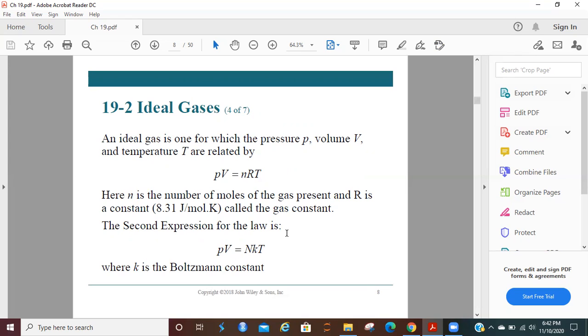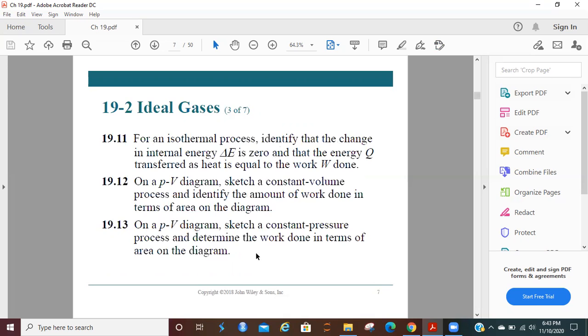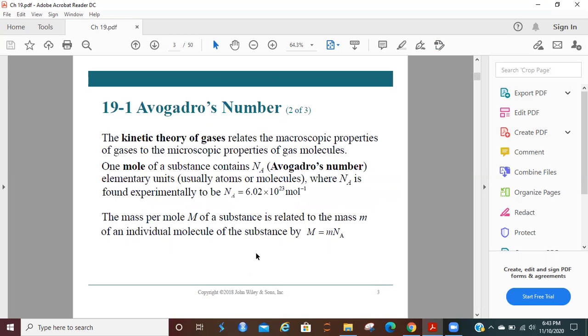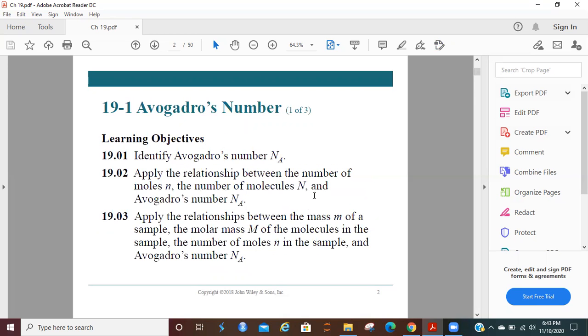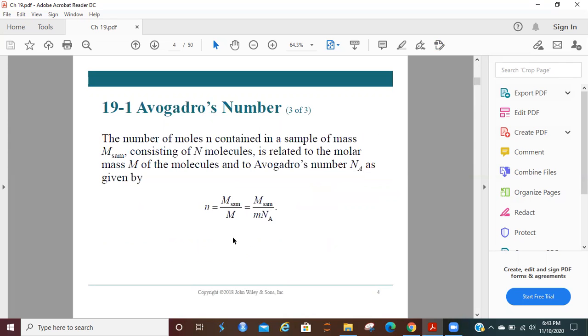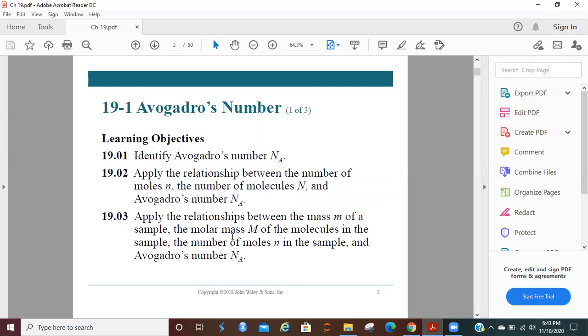The second expression is going to be PV equals capital N kT, where k is the Boltzmann constant. And remember, capital N here is going to be the number of molecules, whereas little n is going to be the number of moles. I do want to make this point.